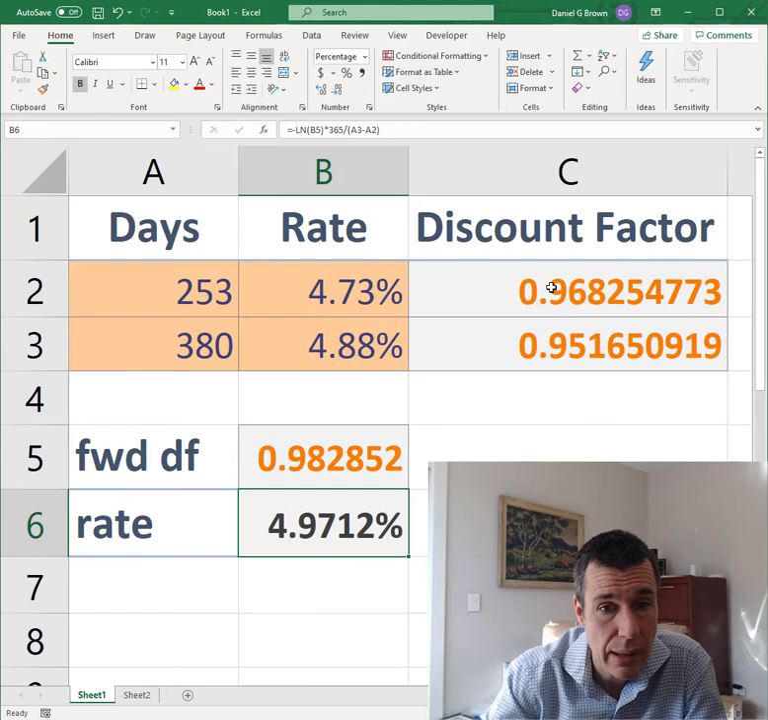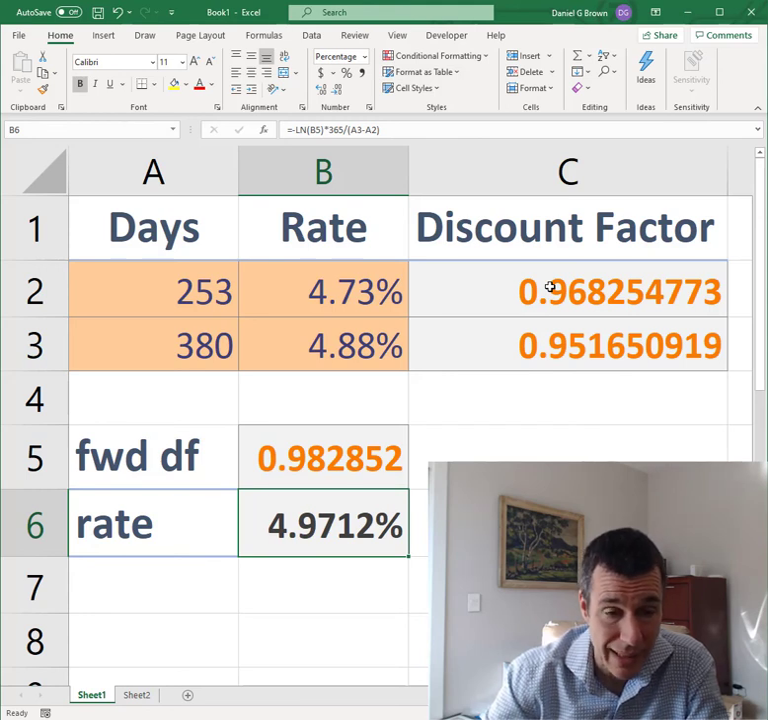4.9712. Okay, so let me just recap. We were given actual over 365 rates. 253-day rate was 4.73. 380-day rate was 4.88. We wanted to calculate the continuously compounded forward rate between 253 and 380 days.